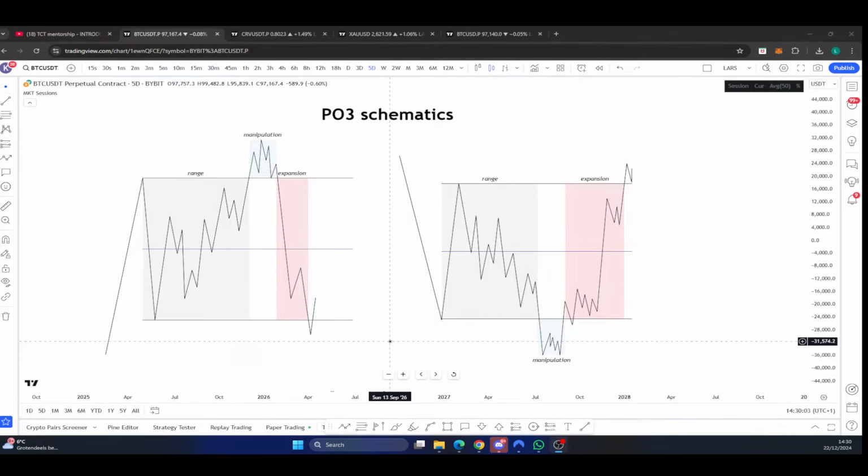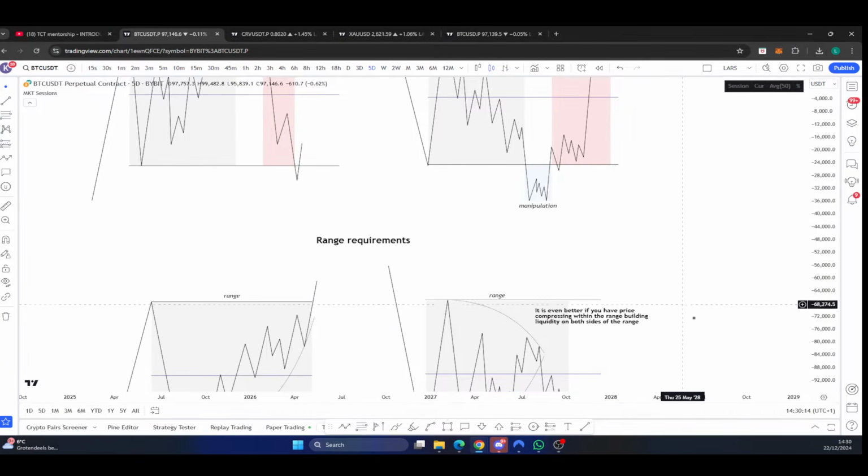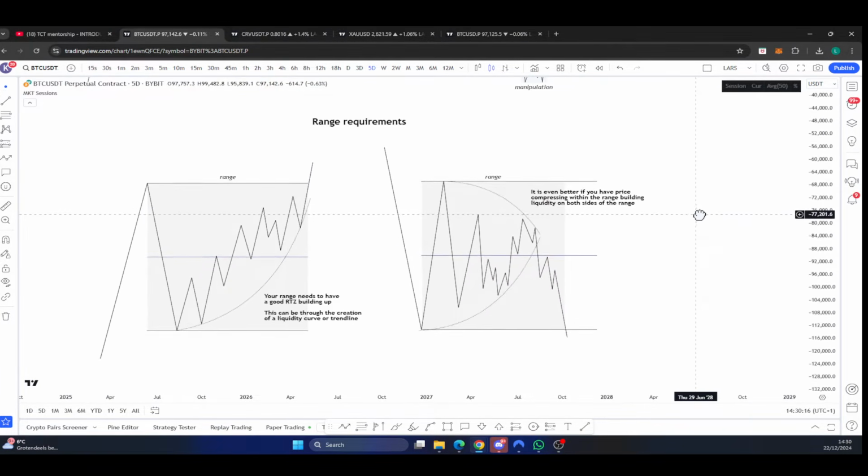So, to validate PO3 schematics, I have different types of rules for each of the phases: the range, the manipulation, and the expansion. So we're going to start off with the range requirements.